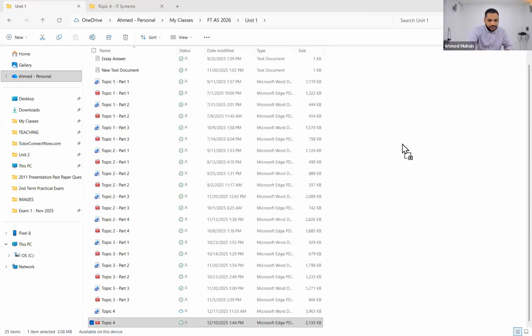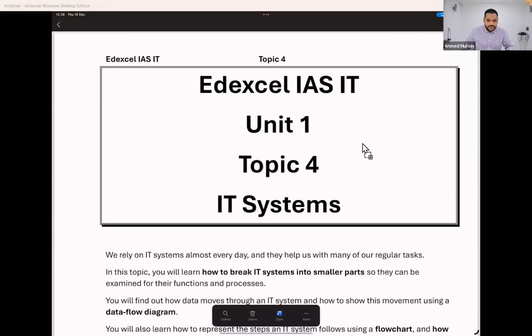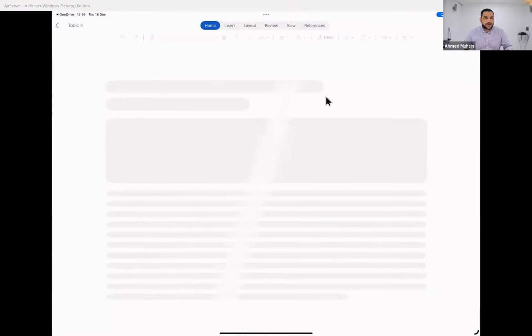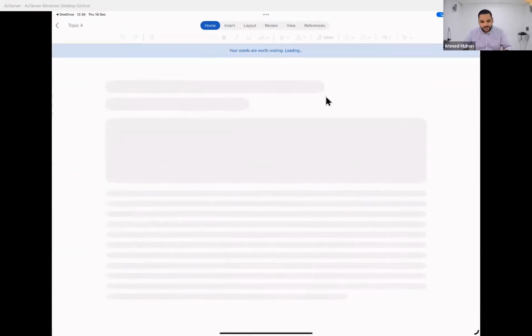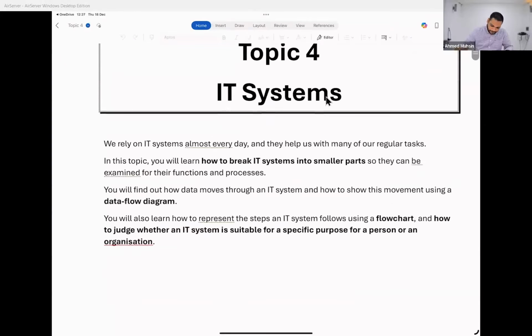Then boys, girls, shall we have a look at IT systems? Right, boys, girls. Can you all read the second paragraph on page 1? The second paragraph on page 1, I have made some text bold and all that. Can you all read it? In this topic, you will learn how to break IT systems into smaller parts.